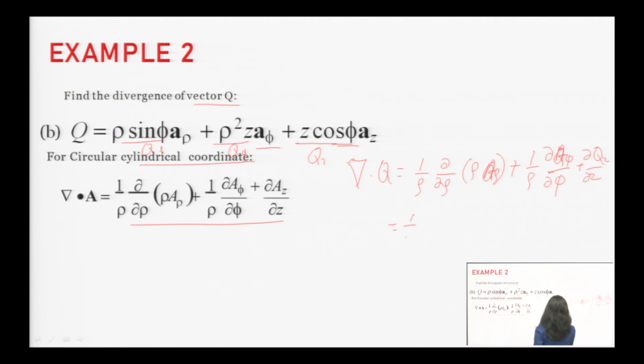So 1 by rho, differentiation of rho will be as it is, and for this q rho term we write d by d rho of rho multiplied by q rho. After multiplying, it will be rho square, because here also we are having one rho term. So rho square sin phi, sin phi.